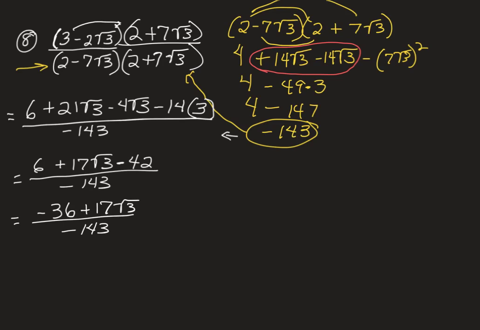And that's it. That's as far as we can take it. It's as simplified as it's going to get. But notice we have no radicals in the denominator. We have rationalized it.